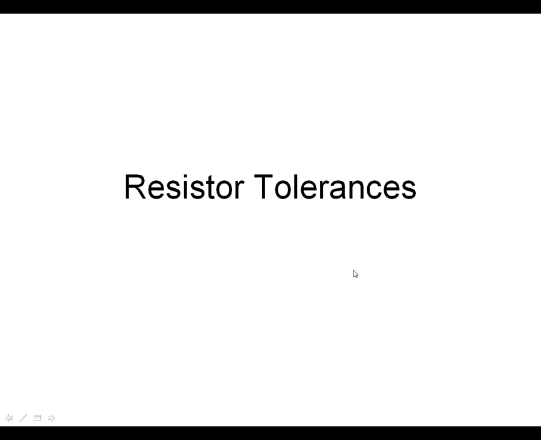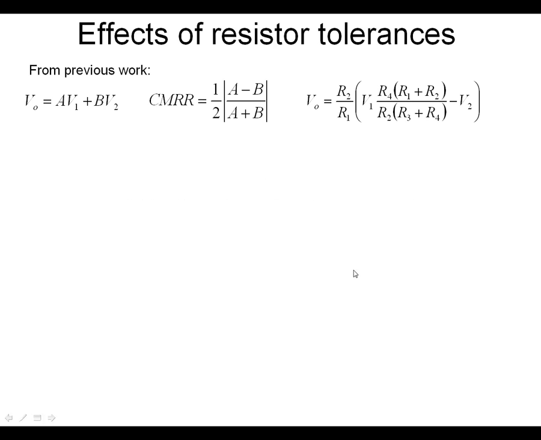Okay, in this screen recording we're going to look at the effects of resistor tolerances inside the differential amplifier and looking at common mode rejection ratio. So we'll start off with some definitions. V out is equal to A V1 plus B V2. We defined that before, quite straightforward at the very beginning. We then worked out what the differential gains A and B would be in respect of common mode rejection ratio.